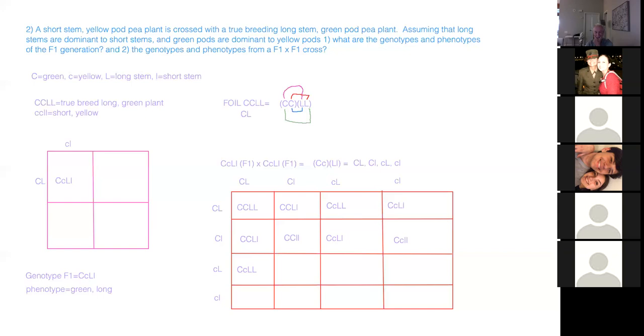So the next part of question 2 is asking us to do what? Find the genotypes and phenotypes from an F1 by F1 cross. Exactly. Sorry, go ahead. Scott, I have a question. Yeah. The third row, you put the capital C, little c. It should be little c, capital C, right?